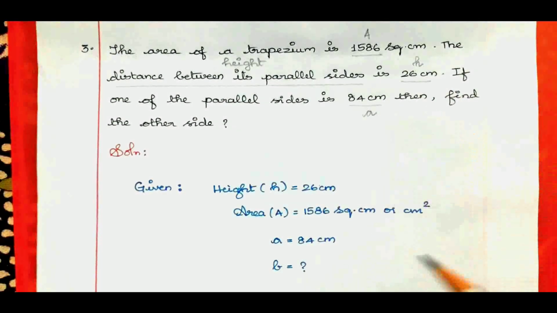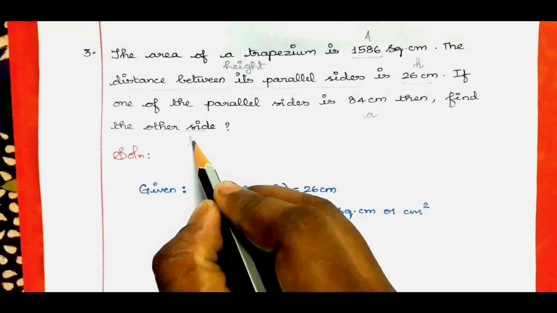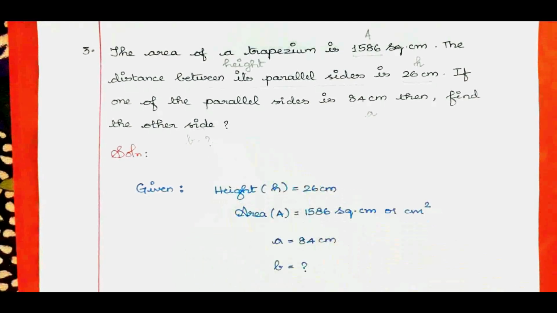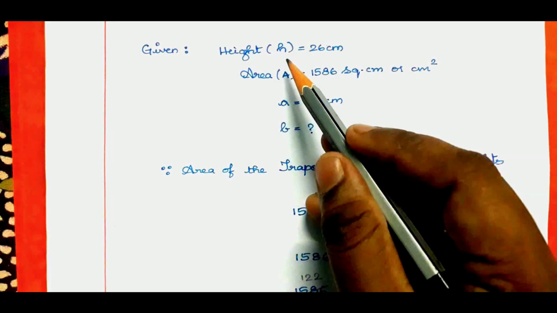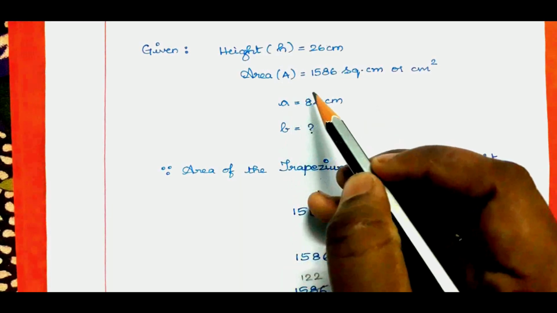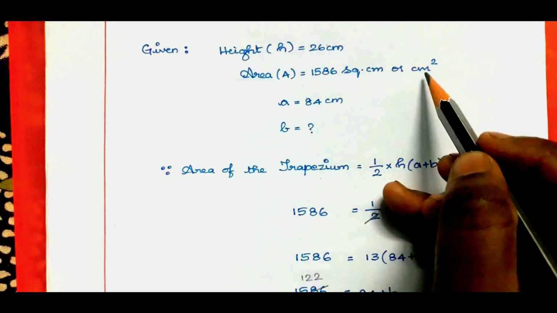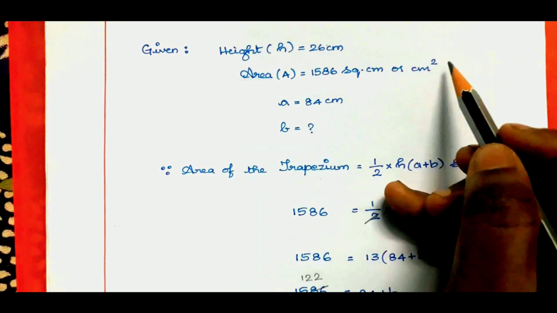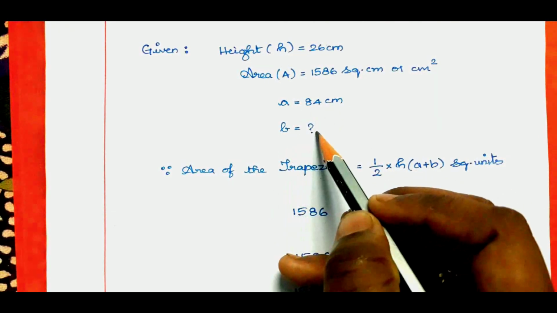Okay, so now we'll move on to the solution. They are asking the value, the other side is nothing but B, so B is here said to be the unknown. Clear? Given. Okay, these are the things which we have in the question. So height h is equal to 26 centimeter, area A is equal to 1586 square centimeter, or you can write it as centimeter square. So one of the parallel side is 84 centimeter and the other side we need to find.